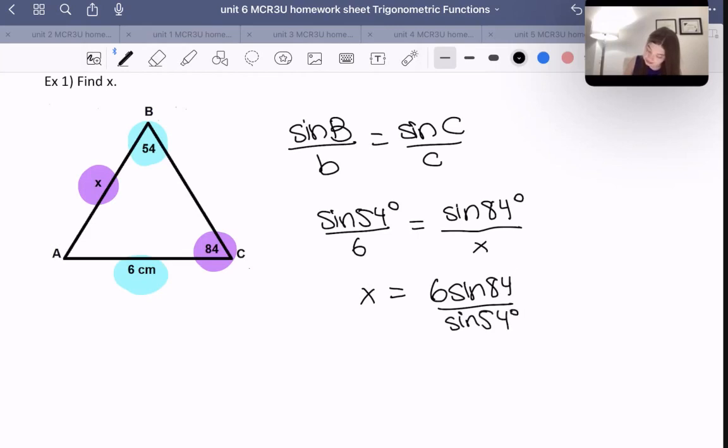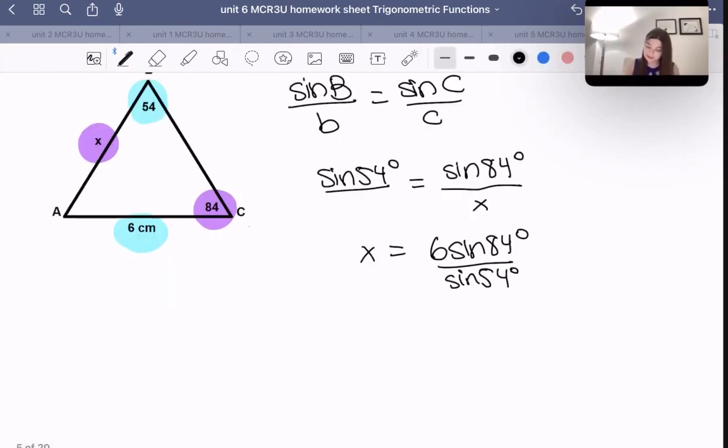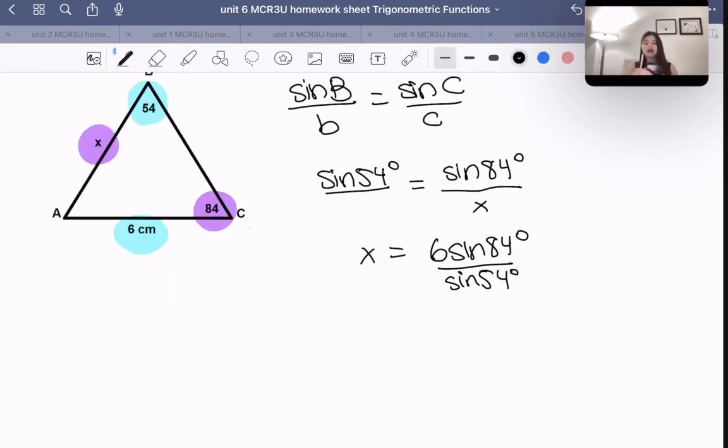So what did I do here exactly? I took the x up, I put the sine 54 down, so I swapped these two. I also put the 6 up because I wanted to solve for x specifically. Now I'm going to punch into my calculator 6 times sine 84 equals, and then divide that answer by sine 54, press equals again, and I ended up with x equal to 7.3738. I'm going to round to 2 decimal places for these examples. And there's my answer.